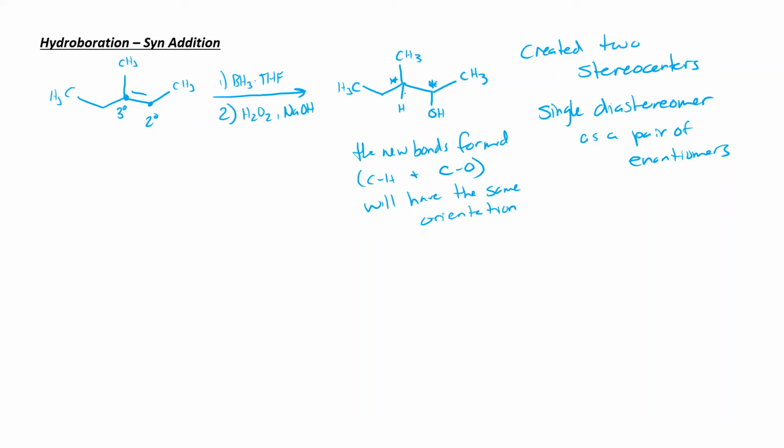So when we draw this, that means that I'm going to make this hydrogen come forward. That means that the OH will also come forwards. They'll both be wedged bonds, right? You could also draw both of them dashed, right? That would be the enantiomer. So like I said, we'll get a single diastereomer, but it will be a pair of enantiomers. So if you're looking at an answer key and I drew everything with wedges and you drew everything with dashes, you've just made the enantiomer, and that's perfectly fine, right?